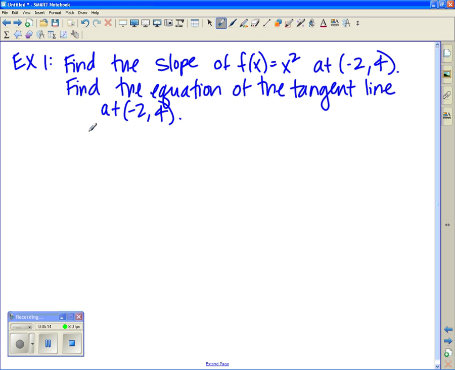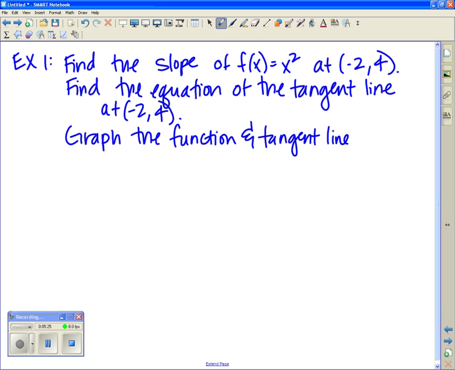Finally, we're going to graph the function and tangent line. That's a lot of stuff. You don't have very many of these to do. But this is it. This is what you're going to do. This is basically the first half of calculus.